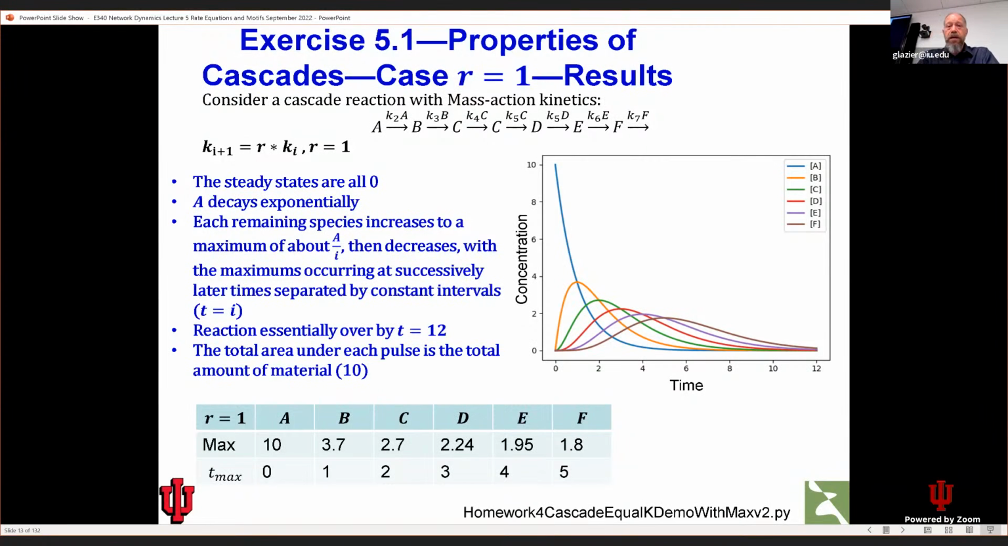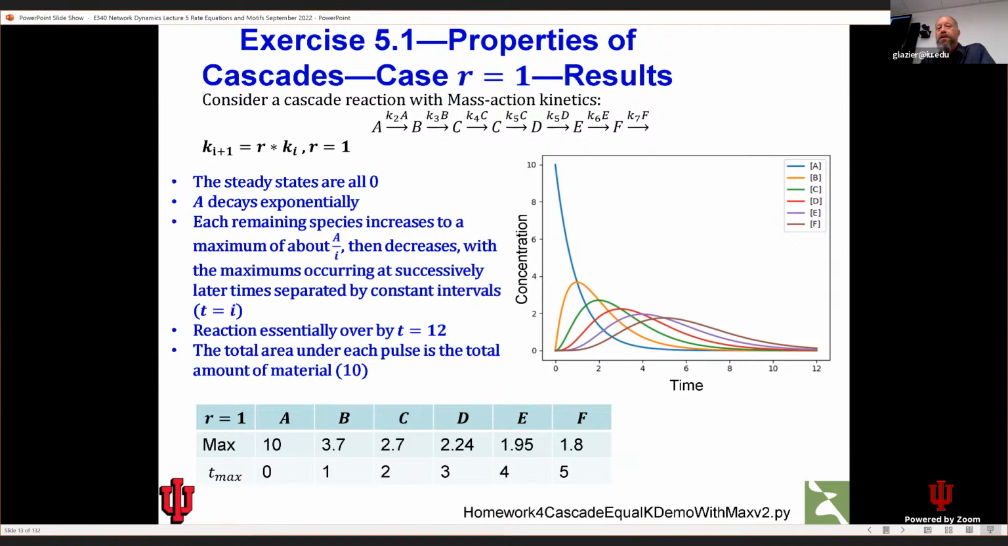What's interesting to me here is that if I actually find the times of the maxima and the values, the times have a nice behavior. The time of the maximum of the A peak is 0, it's always going down. B peaks at a time of 1, C peaks at a time of 2, D peaks at a time of 3, E peaks at a time of 4, and F peaks at a time of 5.